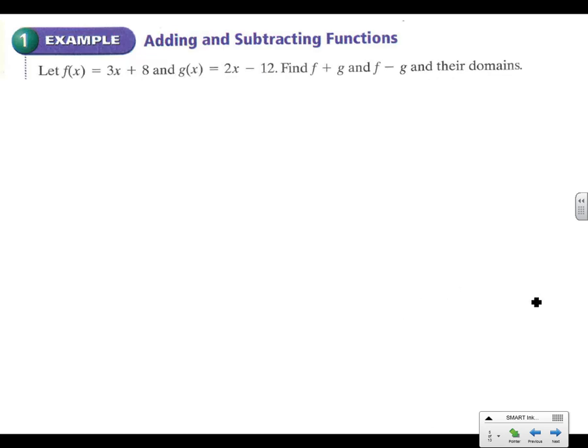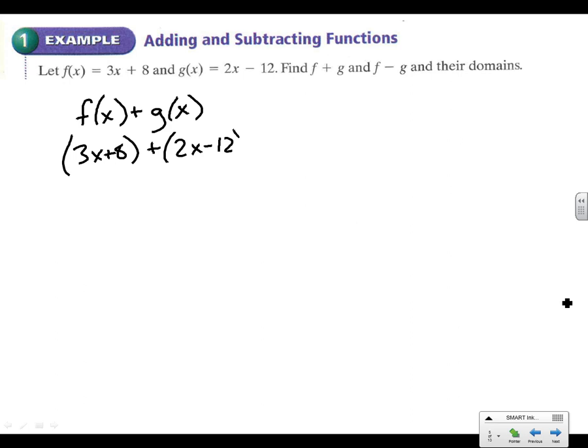So example 1, we're going to add and subtract. So we'll just say this first, f of x plus g of x, and that's how we say them, f of x, g of x. F of x is 3x plus 8. If it helps you, you can put that in parentheses. Plus 2x minus 12. And let's combine our like terms. 3x and 2x is 5x. 8 plus -12 is minus 4. So that would be f of x plus g of x.